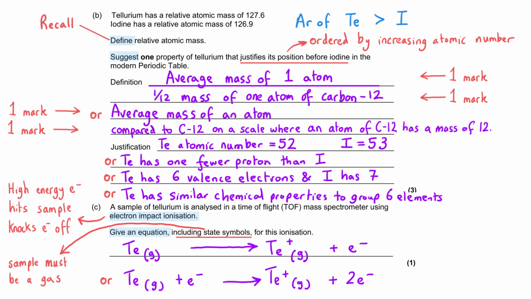But this time we need to show 2 electrons on the right-hand side. One was that high energy electron that went into the sample, and the second is the electron that got knocked out. Either of these is fine for the mark. I prefer the first one because it gets us into good habits of not including something on both sides of an equation, which you wouldn't normally be allowed to do. This is an absolute rare exception.